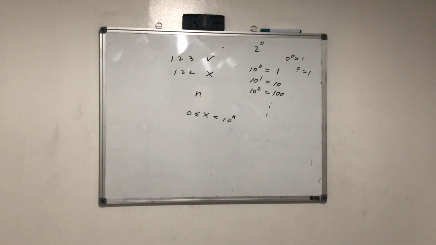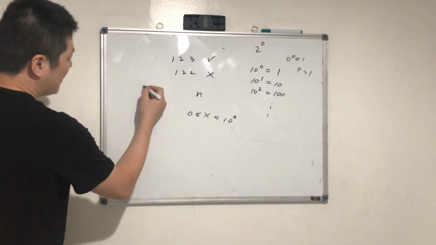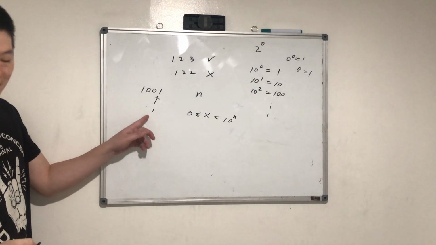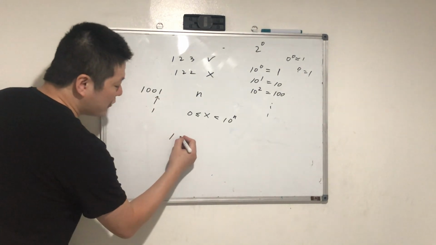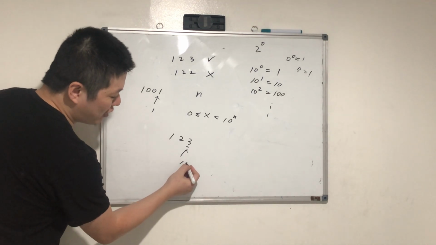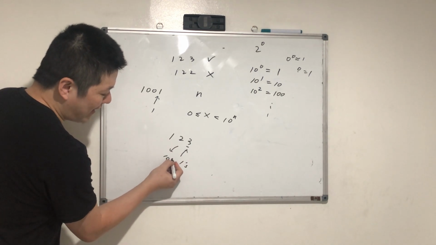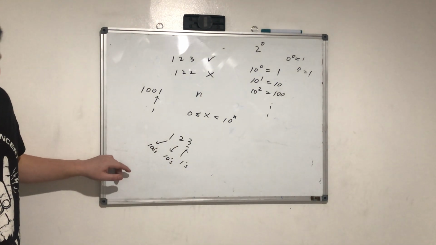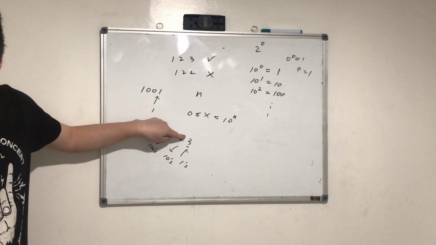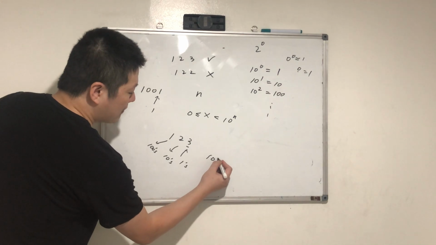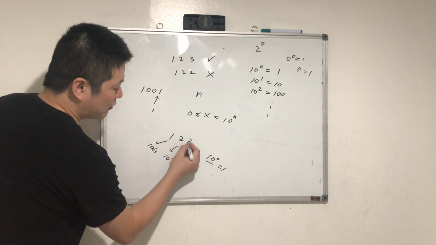Okay, so do you still remember the binary? Look, so binary 1 0 1 0. Okay, so this means 1, right? It's 2 to the power of 0. Like 123. 1, 2, 3. This is 1, right? We call it ones. This is tens, right? This is 100. So that's 100 plus 20 plus 3. Got it? So that's why 10 to the power of 0 is 1.